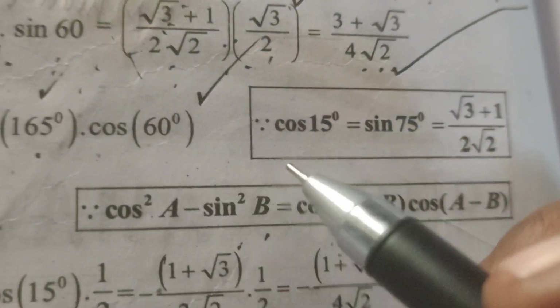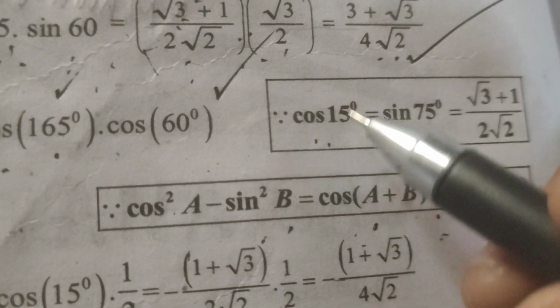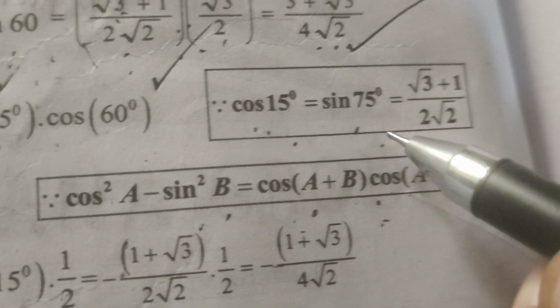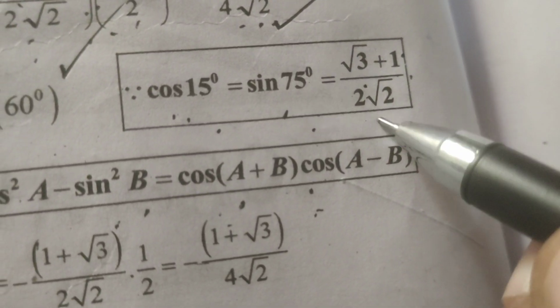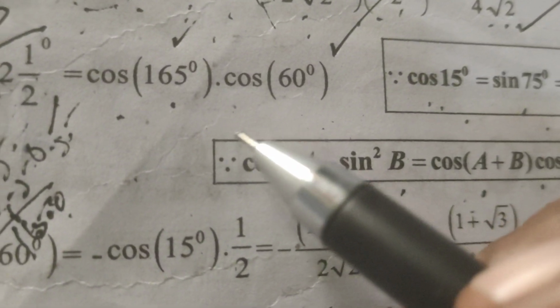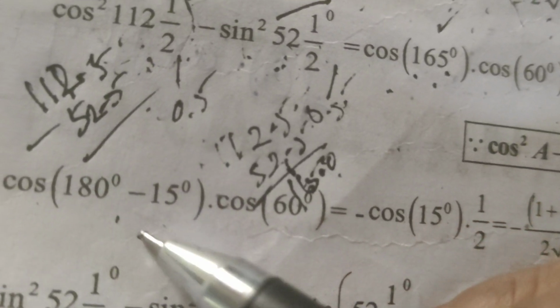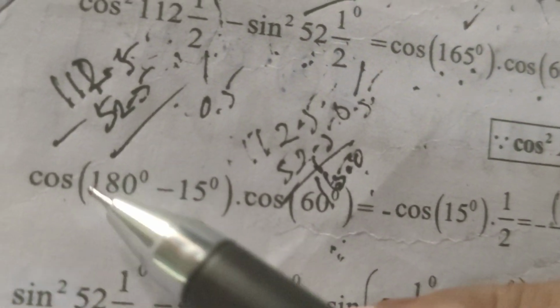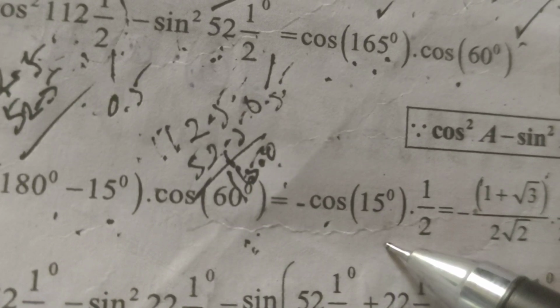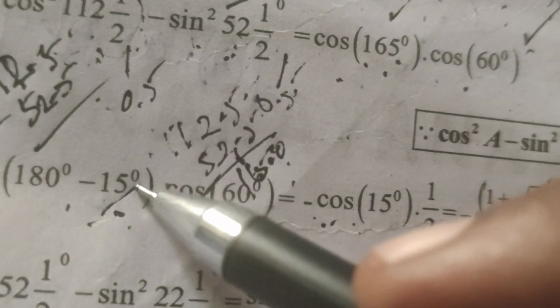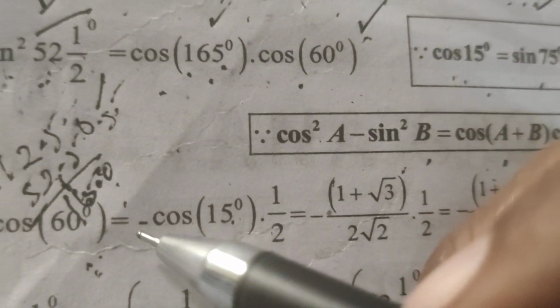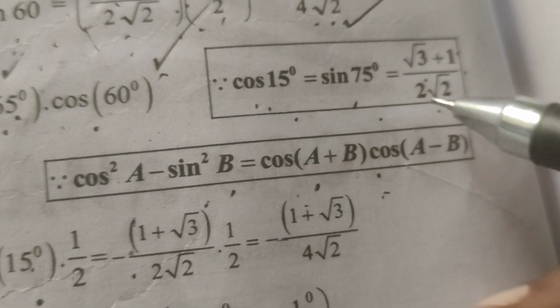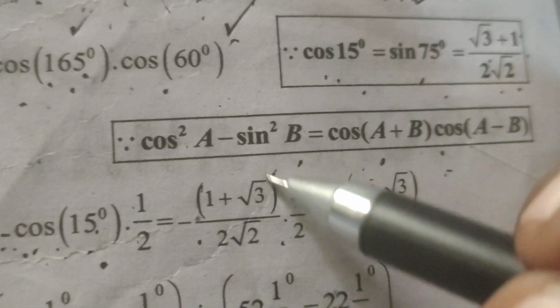So applying this formula, we know that already cos 15 degrees is root 3 plus 1 by 2 root 2. Here cos of 165 degrees is cos of 180 degrees minus 15 degrees, and cos 60 degrees is as it is. Cos of 180 minus theta, we know, is minus cos theta. So minus cos 15 degrees, in place of theta here 15 degrees is there. Minus cos 15 degrees value root 3 plus 1 by 2 root 2, into 1 by 2.